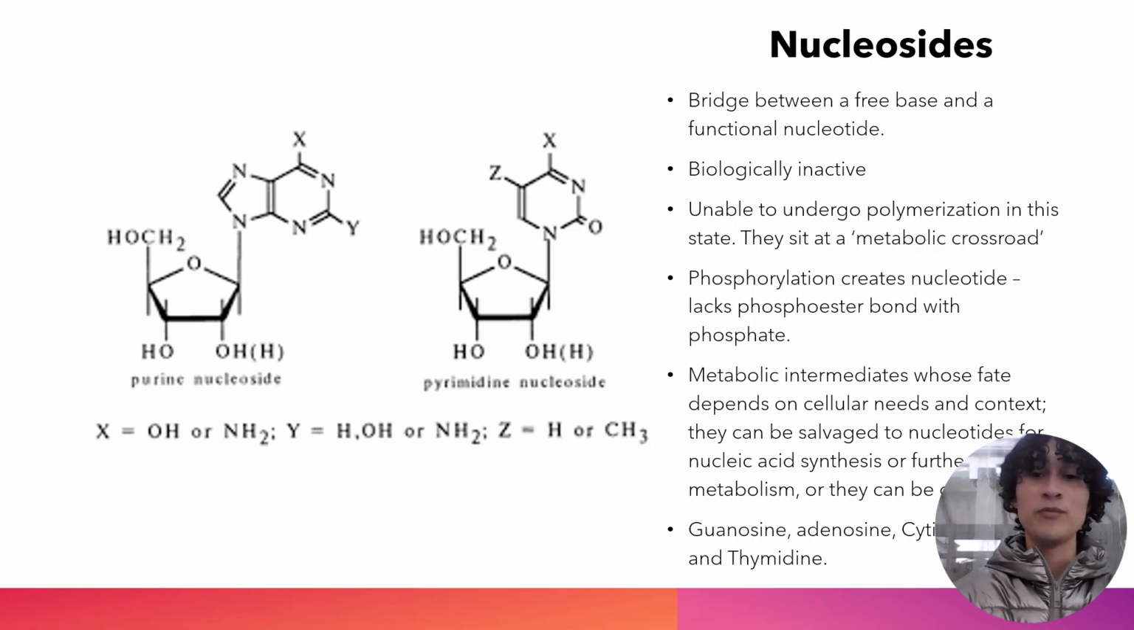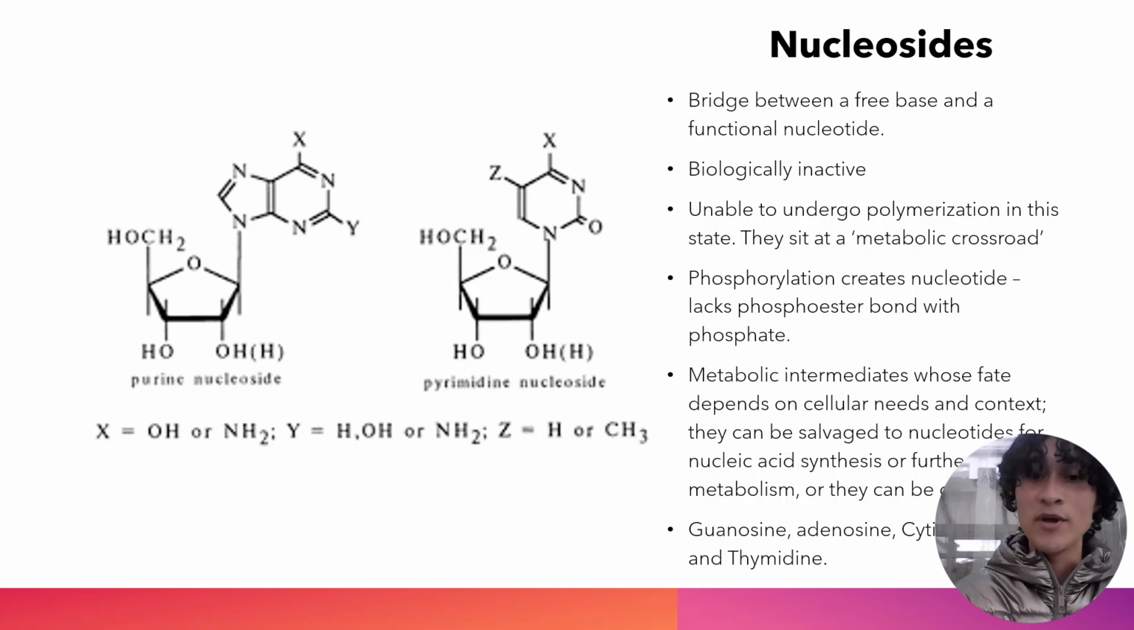And another difference between nucleosides and nucleotides is their name. A guanine nucleotide is called guanine, right? But when it lacks that phosphate group, when it's a nucleoside, it's referred to as guanosine. The same with adenine: adenine then becomes adenosine. Cytosine becomes cytidine, uracil becomes uridine, and thymine becomes thymidine.